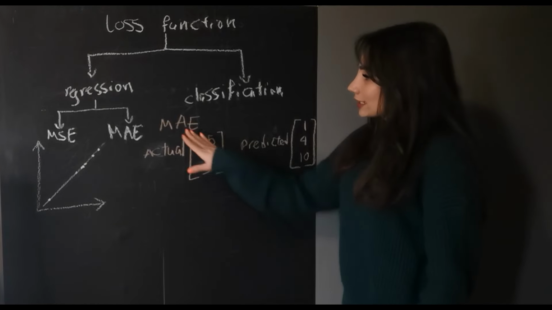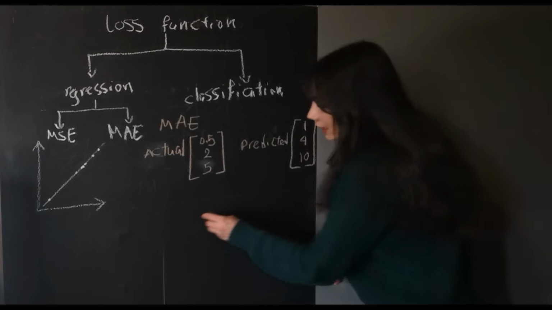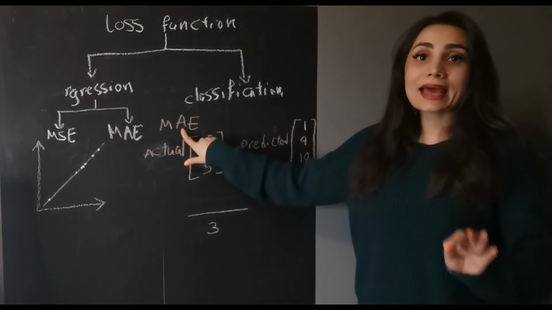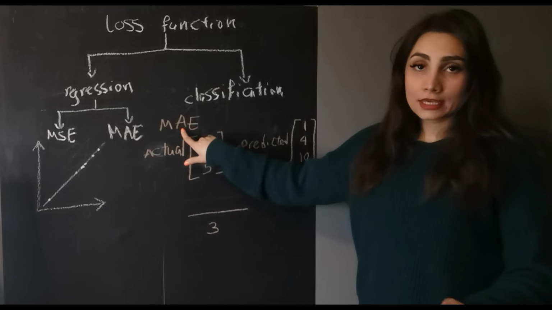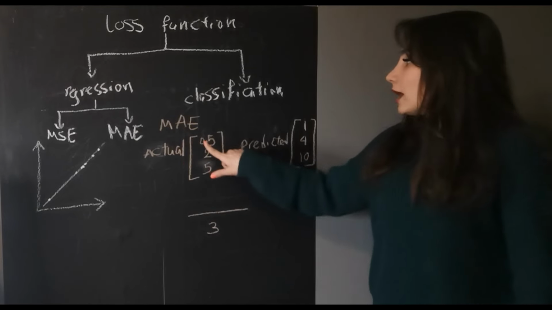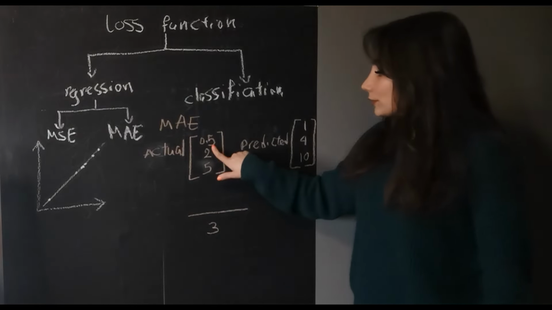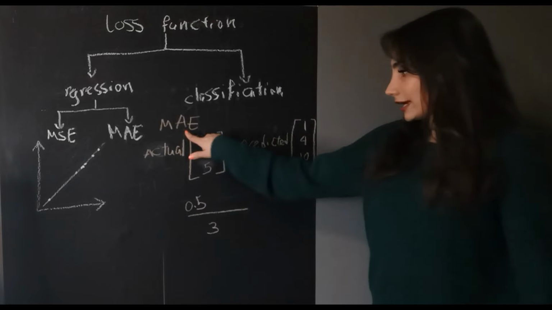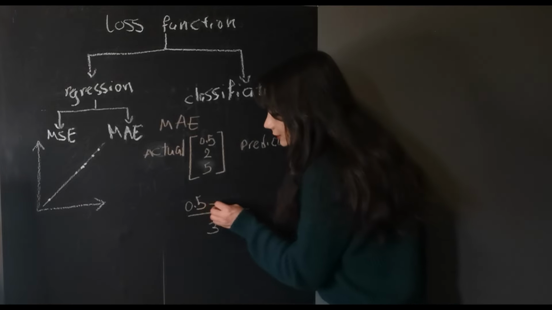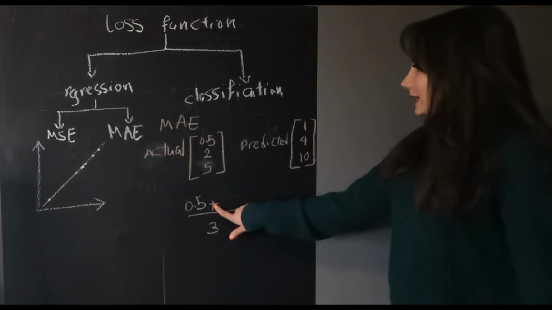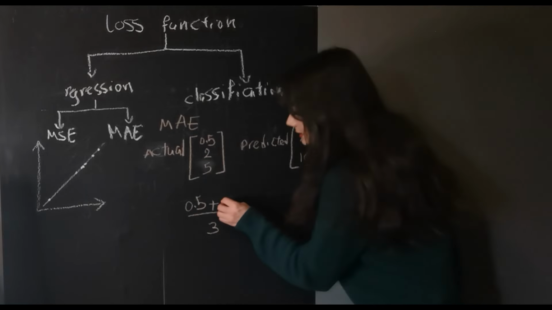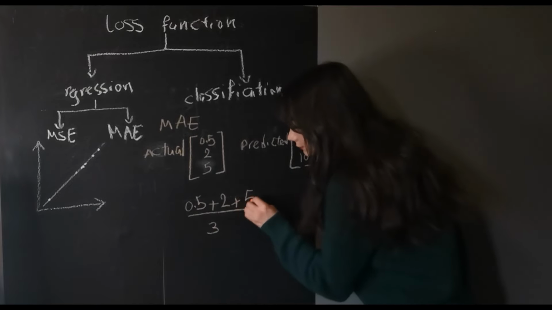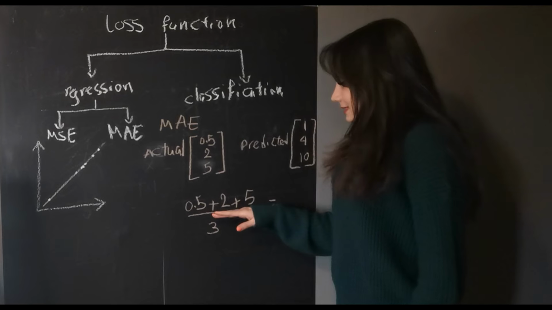So now when I want to calculate my mean absolute error, I have 3 values. It's absolute, so it doesn't matter which one is positive or negative. It's going to be a positive number. I'm going to say 1 minus 0.5 is going to give me 0.5. And again, I don't care because I have absolute value. And then 2 minus 4 is going to give me a 2. And 5 minus 10 is going to give me a 5. Here I'm going to get 7.5.